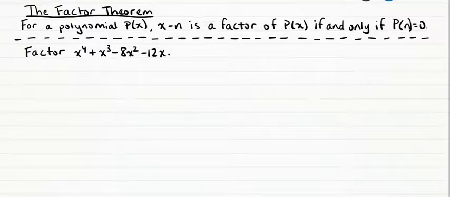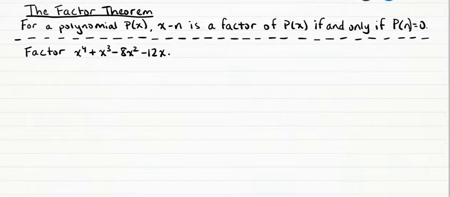Hello, this video will introduce you to the factor theorem, as well as we're going to go through an example of how to factor cubic or quartic or higher degree polynomials using the factor theorem. The factor theorem states that for a polynomial p of x, the linear factor x minus n is a factor of p of x if and only if p of n is equal to 0.